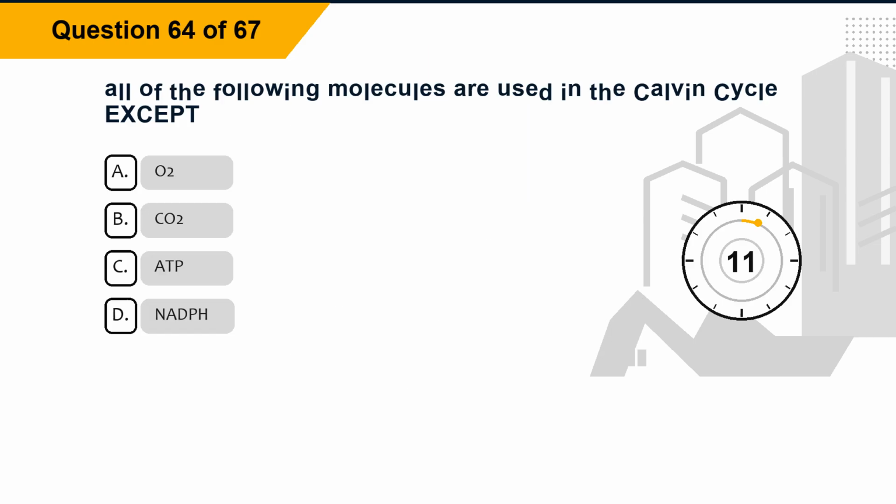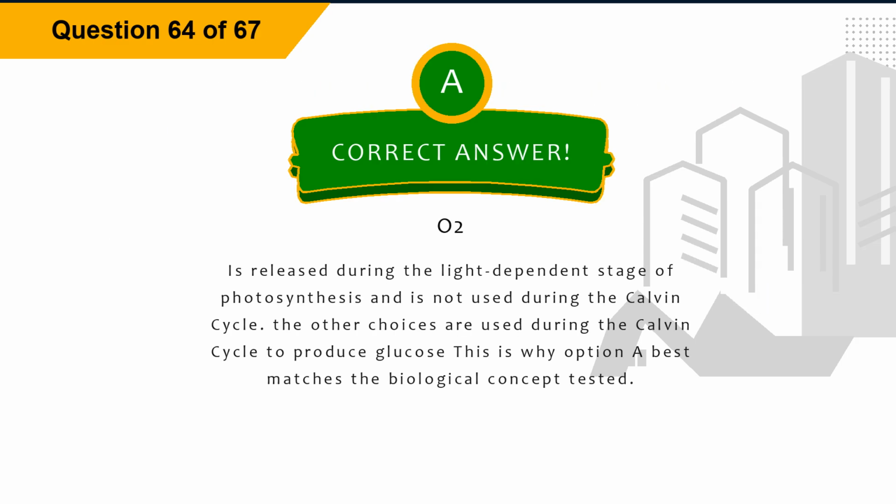Question 64. All of the following molecules are used in the Calvin cycle except: Option A, oxygen. Option B, CO2. Option C, ATP. Option D, NADP. The correct answer is option A, oxygen. Explanation: oxygen is released during the light-dependent stage of photosynthesis and is not used during the Calvin cycle. The other choices are used during the Calvin cycle to produce glucose. This is why option A best matches the biological concept tested.